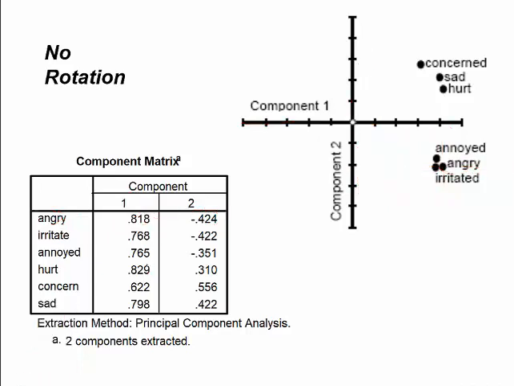For example, let's look at hurt. Hurt had a correlation of positive 0.829 with component 1. So here's hurt, and that had a positive correlation, again our 0.8 with component 1. And it had a correlation of positive 0.3 with component 2, so that would be right here at 0.31 with component 2. And so I put a dot right here for hurt.